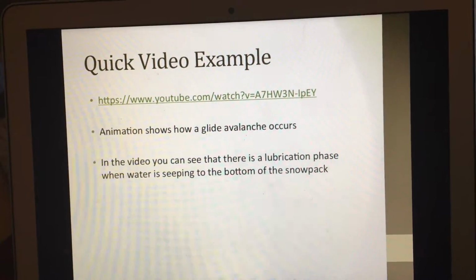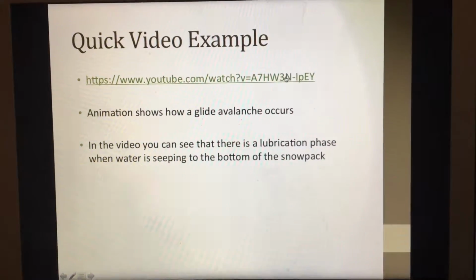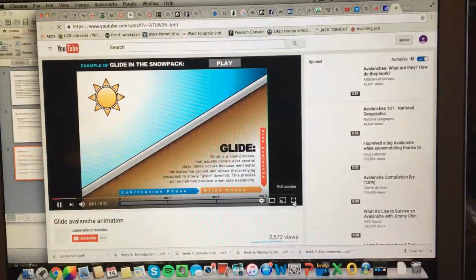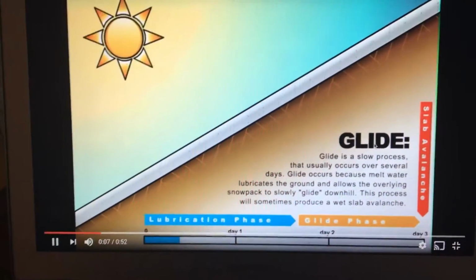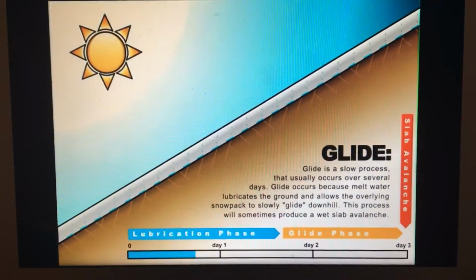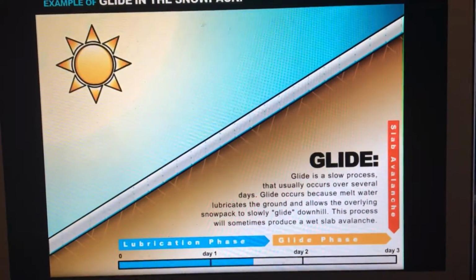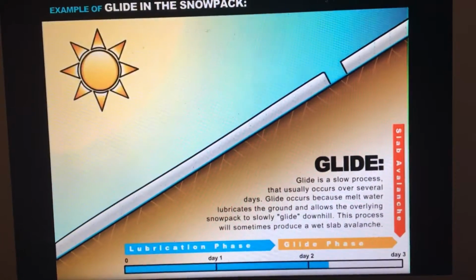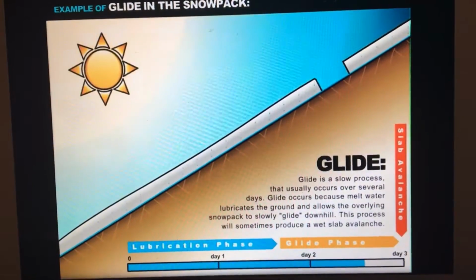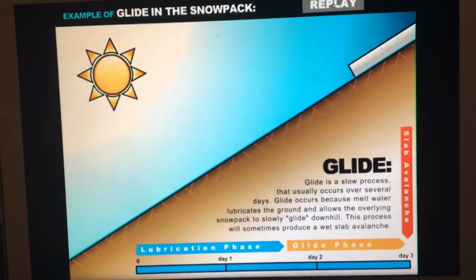All right, so now I've got a quick animation that shows how a glide avalanche occurs. So as you can see at the bottom there, we're during the lubrication phase as the water starts to seep through the snowpack and lubricate the ground underneath. And then we're in the glide phase, and that's when it starts to break apart as a unit and go down the hill. It usually starts out slow and then all takes off.